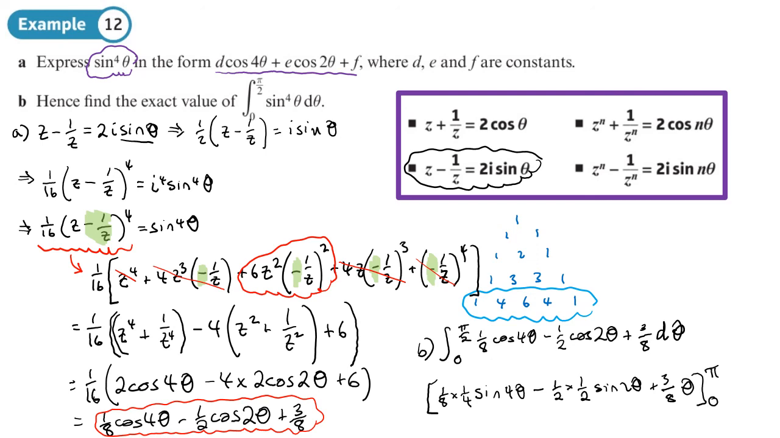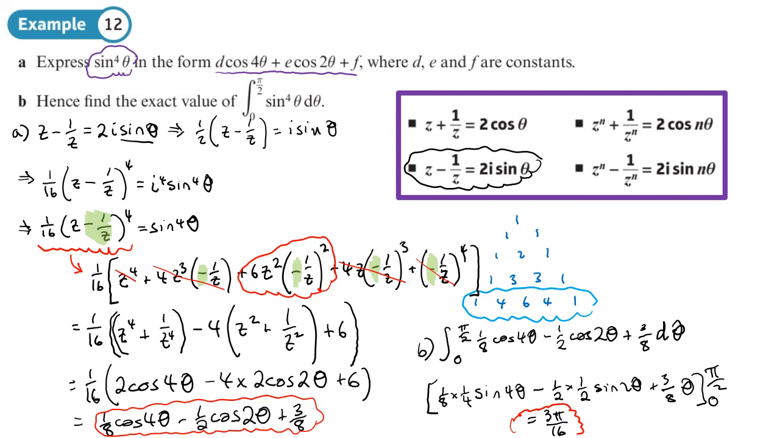So now we just substitute in those values. So we substitute in pi over 2 here, here and here. Then we substitute in 0 in the same places. And that will give you a final answer of 3 pi over 16. I'm sorry, I'm not doing the working. I just haven't got enough space to do it. So 3 pi over 16.